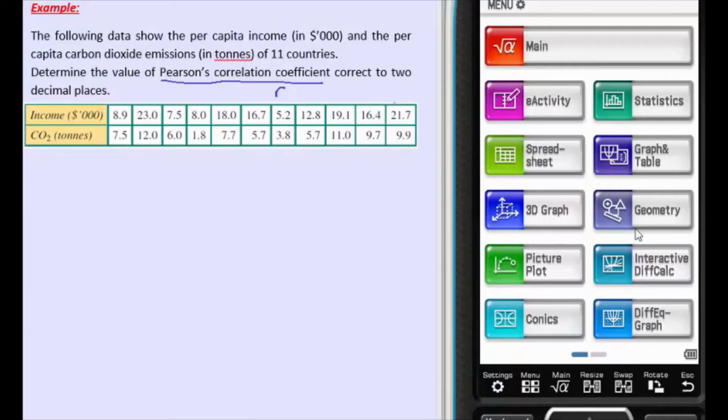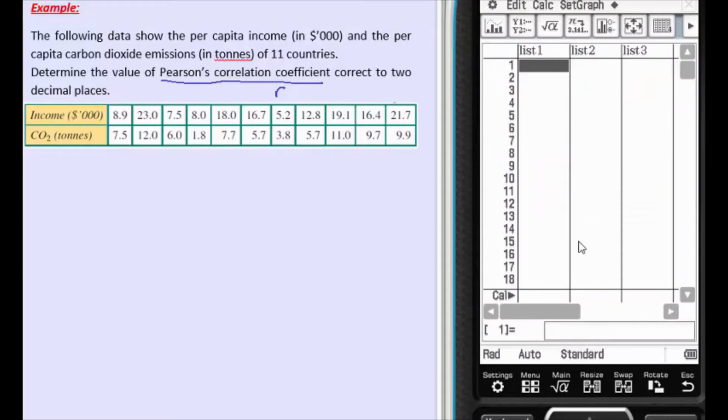First of all, we get onto the menu screen of the calculator and we're going to click Statistics. And we see here we've got our lists. Now, I always like to label our lists according to income and carbon dioxide. So I'm going to label this one I and this one C, so I know one's income and one's carbon dioxide. And the first thing we need to do is put in all our data. So we'll do that now.